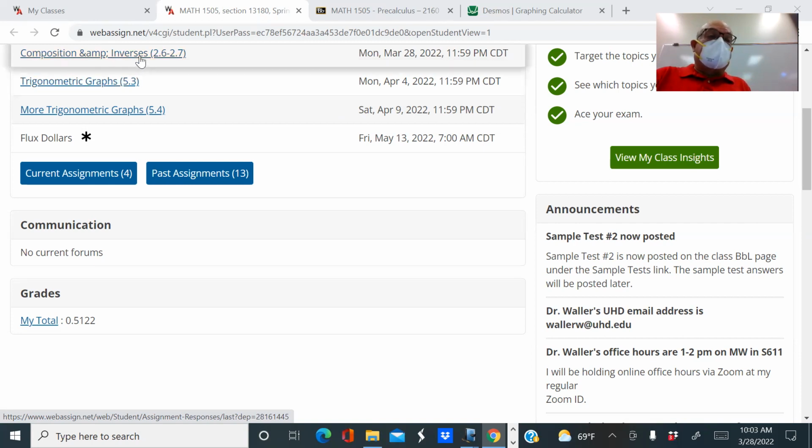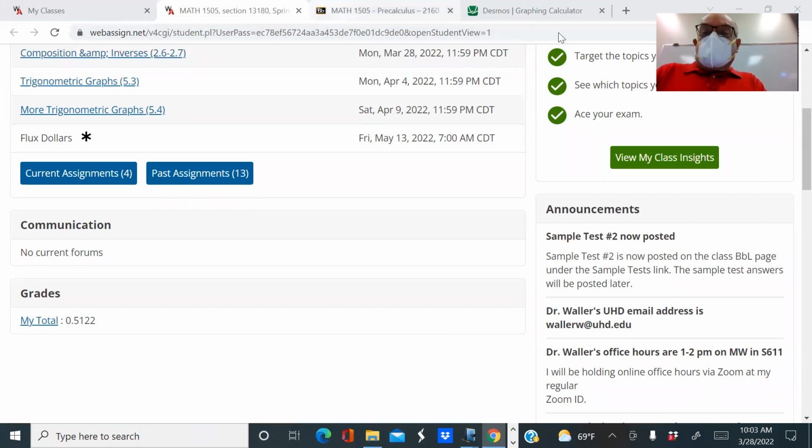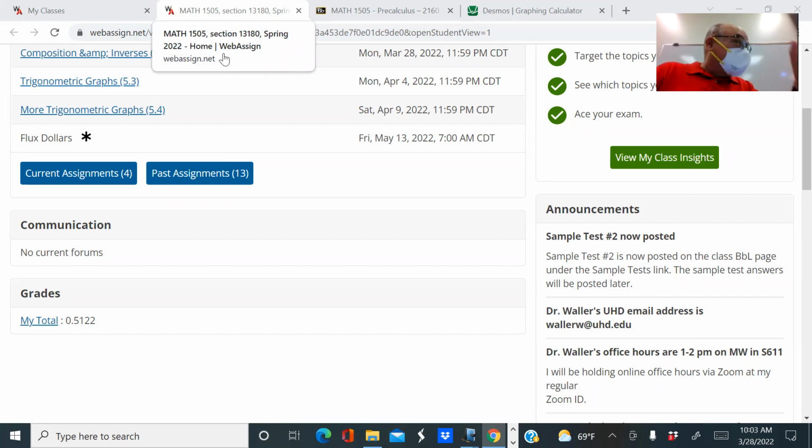That test stops with composition and inverses. But that's a lot of material since the last test, because that includes the right triangle trigonometry that was not on test number 1.